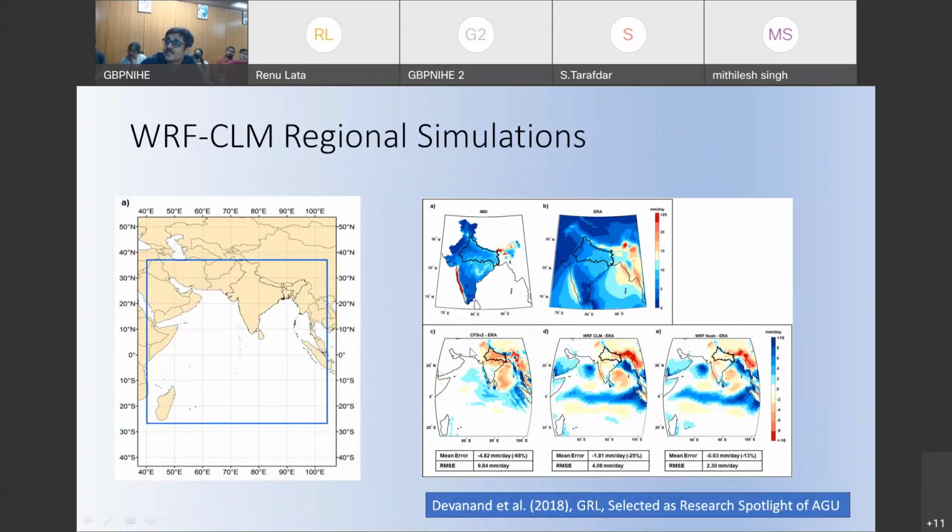And then this was the original bias. You can see over the Gangetic Basin there is a huge bias. This was the original model. This model output was from a global model. We put it in a regional model, which has a better land component.